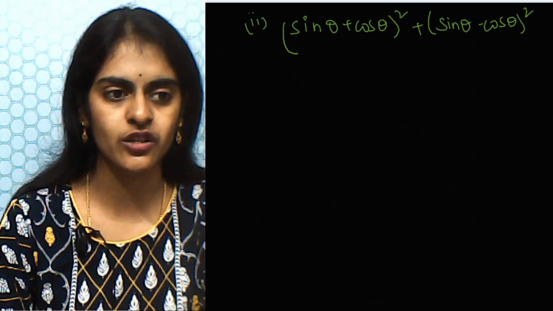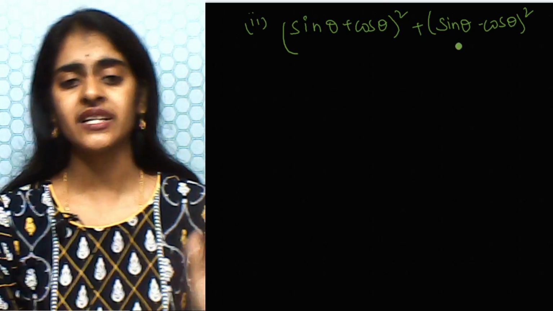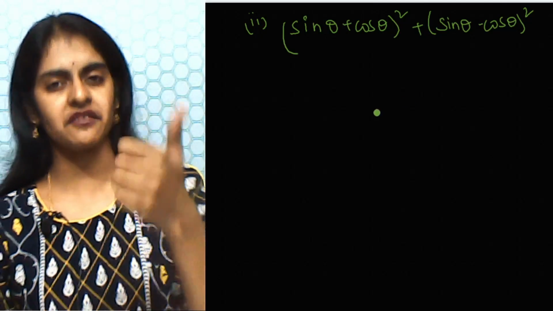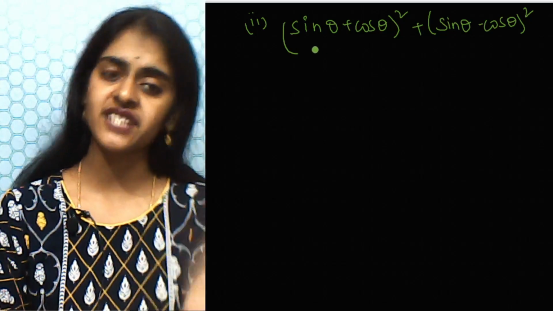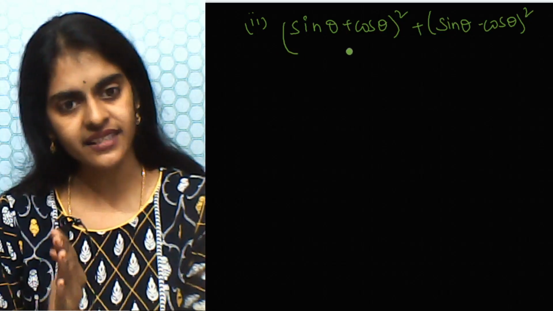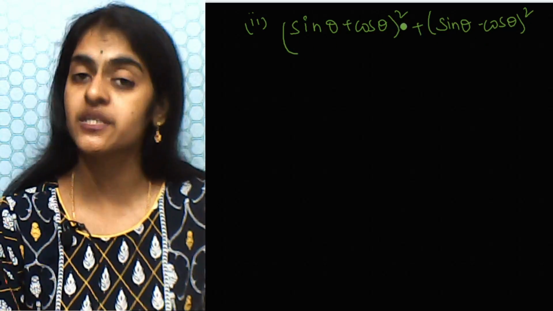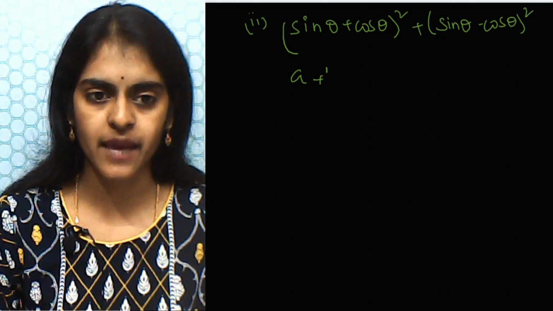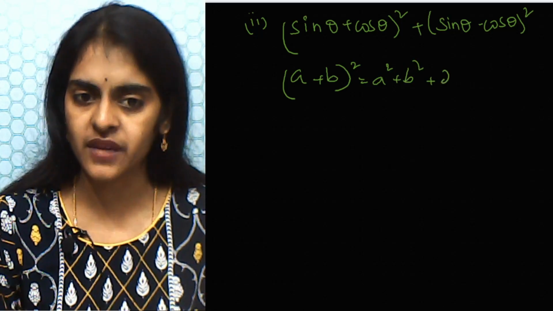Okay, chalo, let us move on to the next question. Sin theta plus cos theta whole square plus sin theta minus cos theta whole square. Now in the previous problem I told you wherever you have tan, cot, cosecant, secant, you will change it into sin and cos. Here you have sin and cos, it is in the lowest form. So we shall simply expand this. This is like a plus b whole square plus a minus b whole square. So what is a plus b whole square? A square plus b square plus 2ab, isn't it?